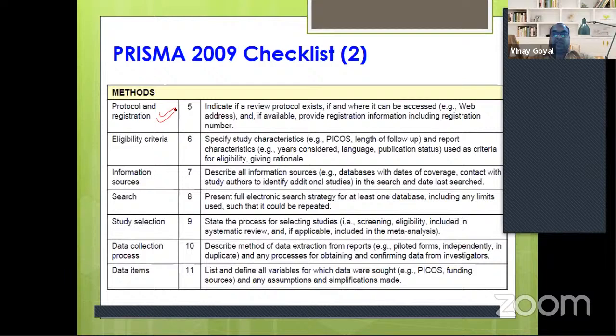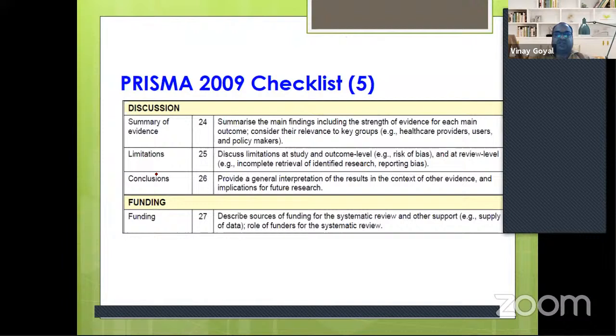If you have used a website, how the website should be quoted, how the reference has to be given, and so on. There is a 2023 checklist given here. You can see 27 factors. If you see these 27 factors, you will be able to identify the appropriate structure of your paper. So PRISMA is basically the checklist for finding the structure of the paper.